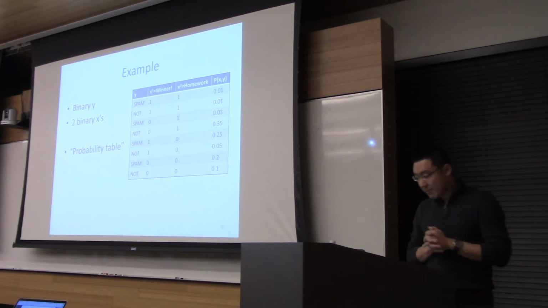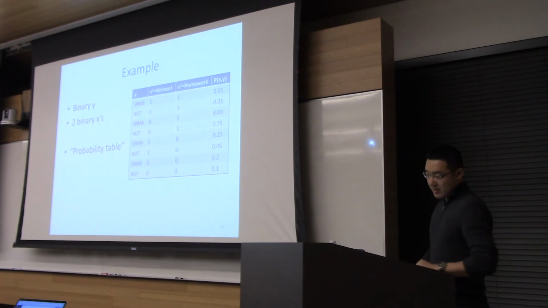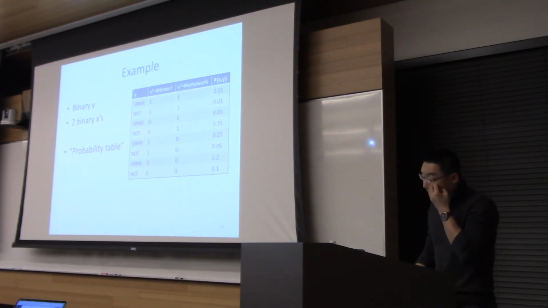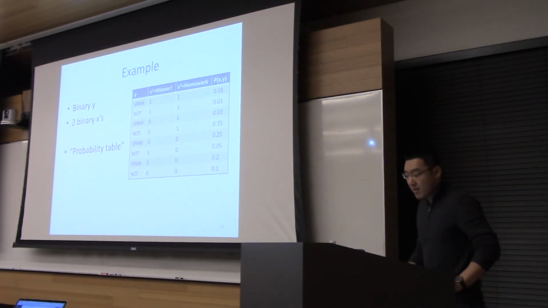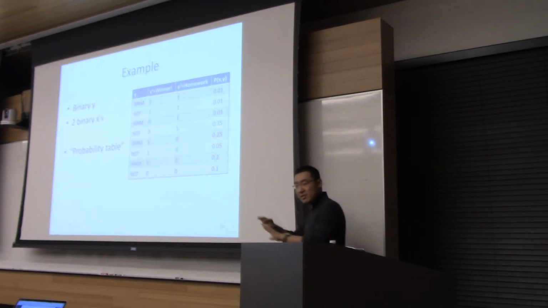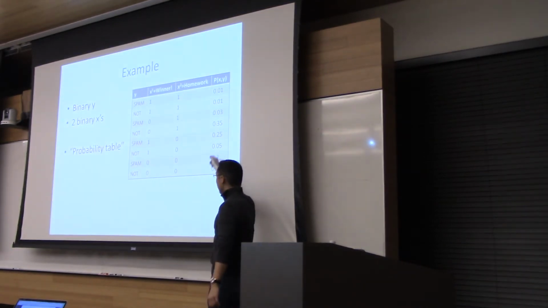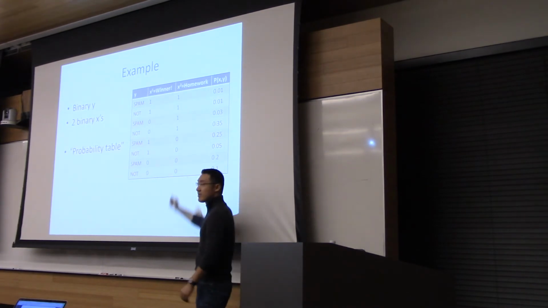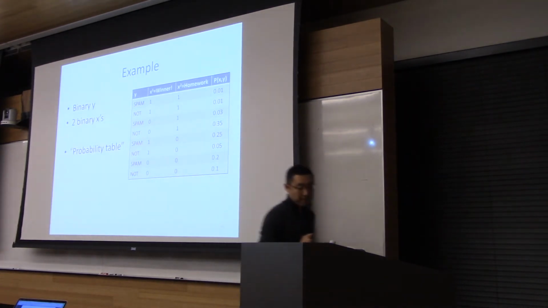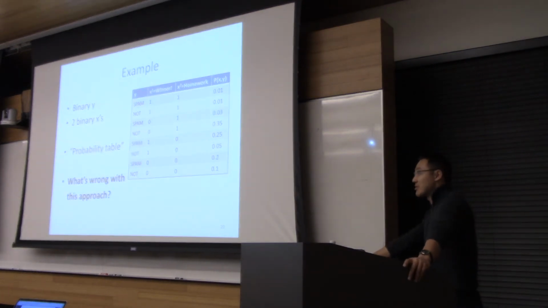Here's an example with two feature values and a binary y. All the x's in this case are going to be binary. In this case it's completely unstructured. This is not naive Bayes. We have a parameter for each unique entry in this table. Can anyone tell me what's wrong with this approach, especially as d gets large?